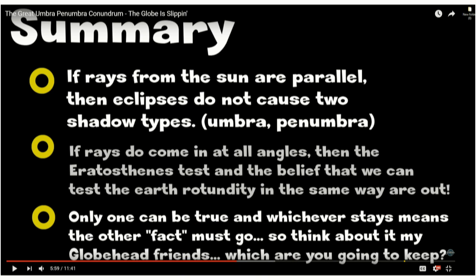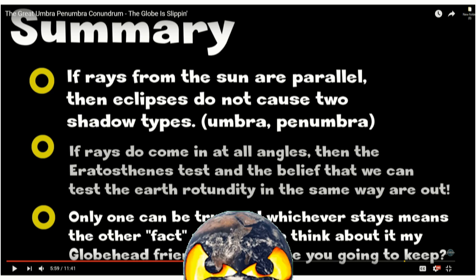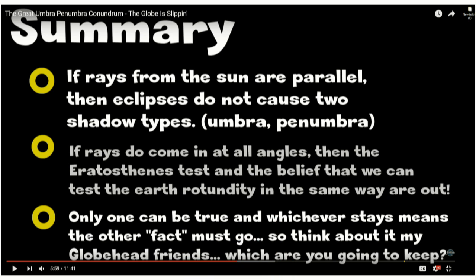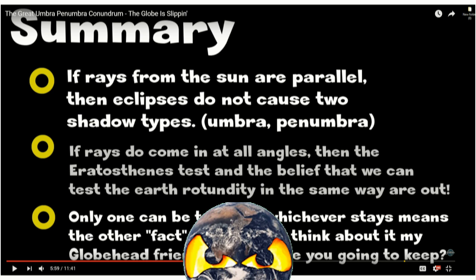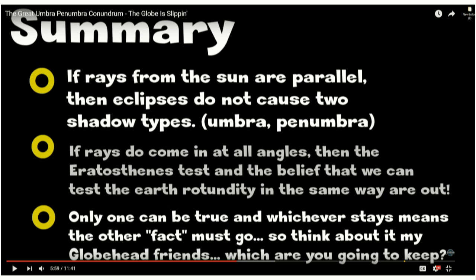The summary from this video is that if rays from the sun are parallel, then eclipses do not cause two shadow types like the umbra and the penumbra. Therefore, something is up there. No, that's wrong. The second bullet point is if rays do come in at all angles, then the Aristophanes experiment and test and the belief that the rotundity of the Earth could be measured the same way are all out the window. Nope. And the third and final bullet point is only one can be true, and whichever stays means the other fact must go.